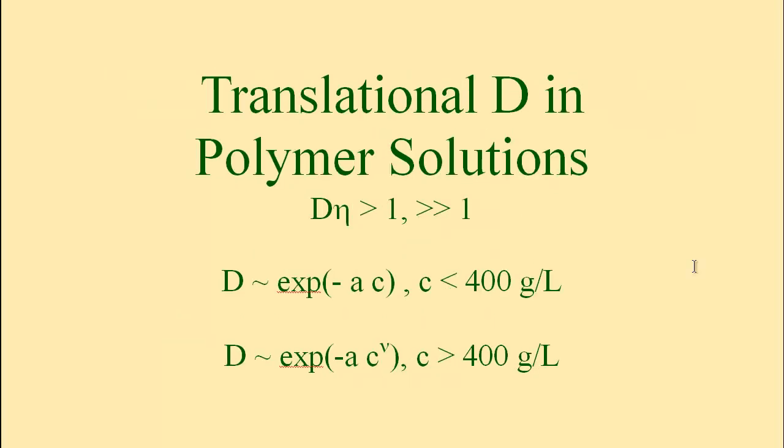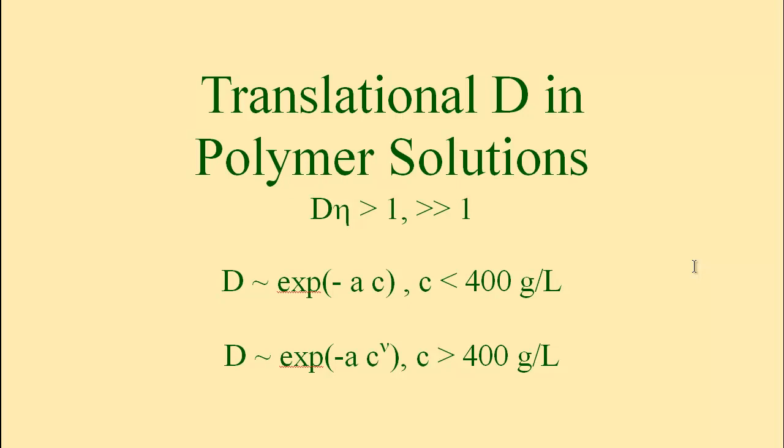It is also possible to study the translational diffusion coefficient of the solvent molecules through polymer solutions. One finds that the diffusion coefficient is much larger than would have been expected from the viscosity of the polymer solution, that is, D eta can be greater than 1, or even perhaps much greater than 1. Here, for the first time, we encounter a crossover in the concentration dependence of the solvent self-diffusion coefficient. At lower polymer concentrations, less than 400 grams per liter, of course, that's really a quite concentrated polymer solution, the diffusion coefficient is a simple exponential in polymer concentration.